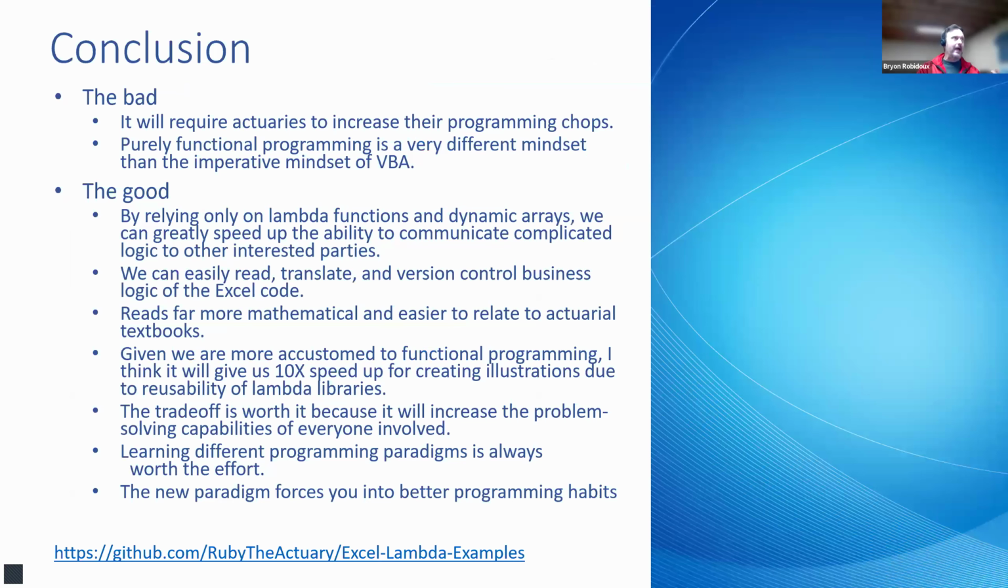Okay, so the bad. So, conclusion, it will require actuaries to increase their programming chops. And you're going to have to think differently because you're taught to think in terms of an order of operation. I need to do this and do that, whereas now you have to think in terms of function and functional programming. So this is, again, leveling up the programming chops.